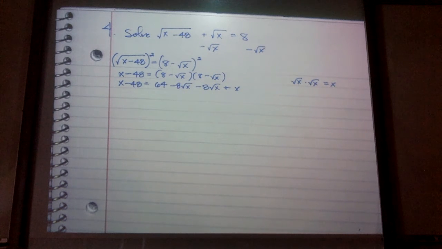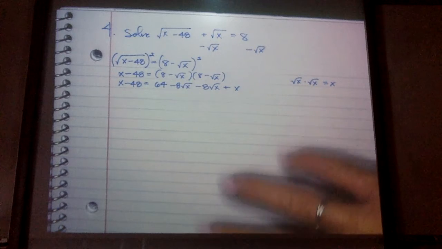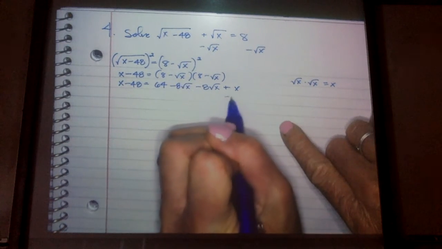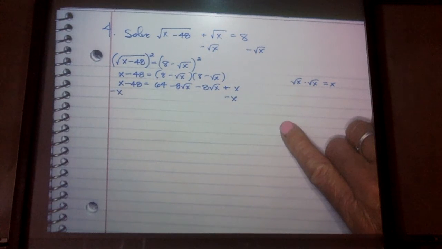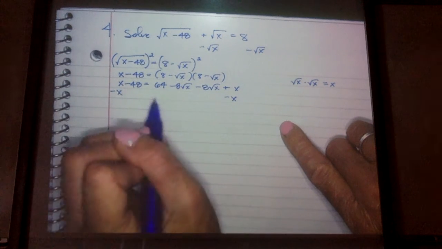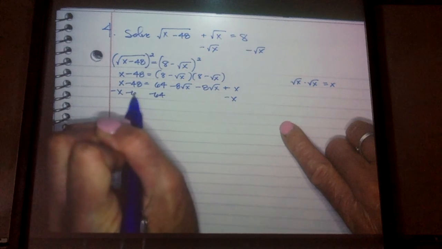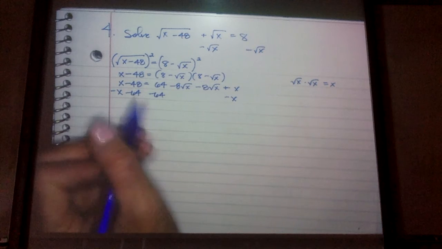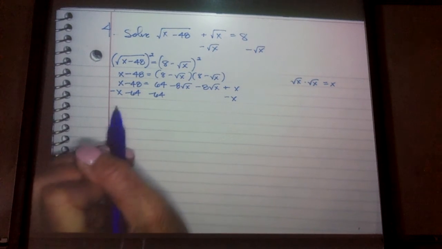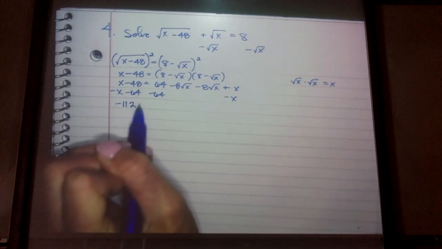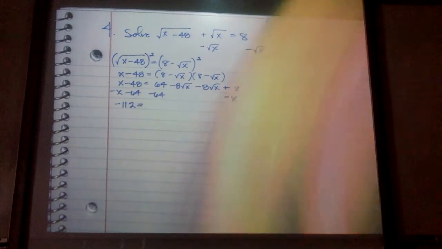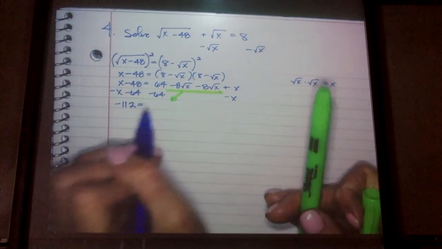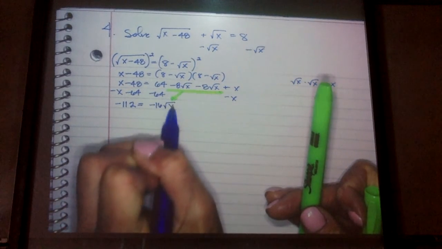From here, I'm going to combine like terms. And I'm going to get all my x's on one side, everything else on the other. So I'm actually going to move him. I'm going to move 64. And so the x's zero out. 48 and 64 make negative 112. I'm going to combine these. These are like terms. And that gives me negative 16 root x.